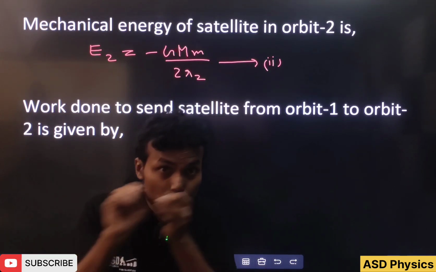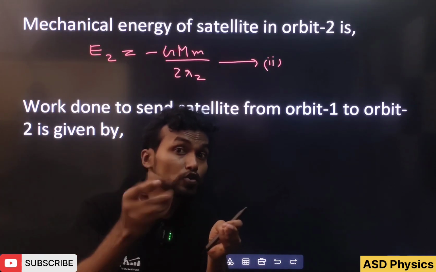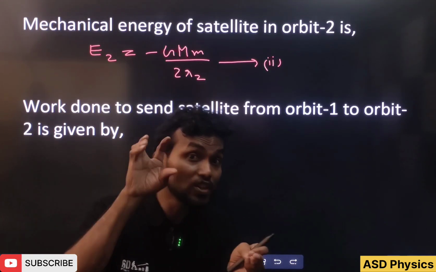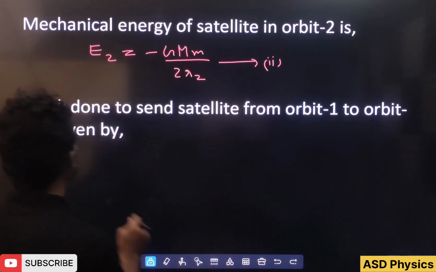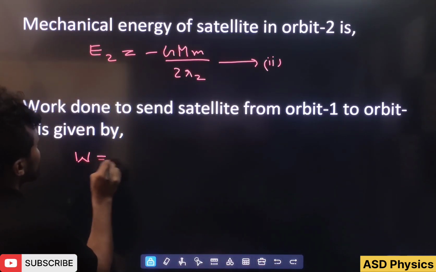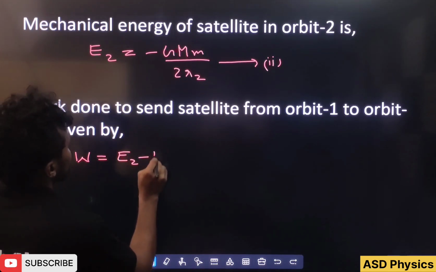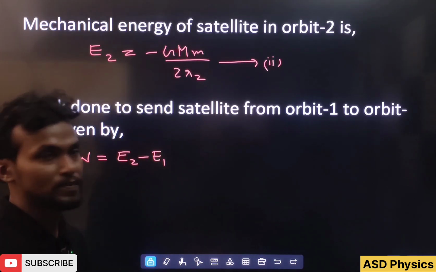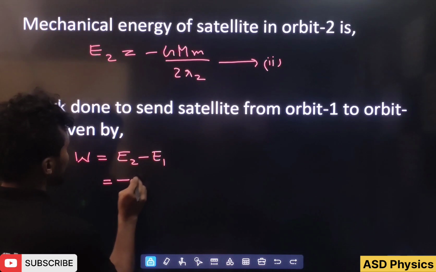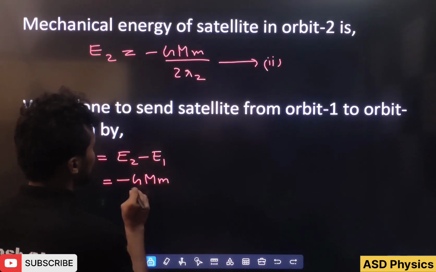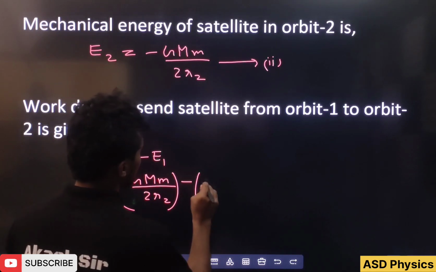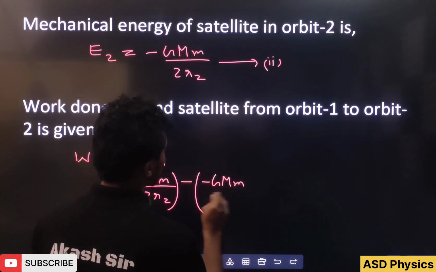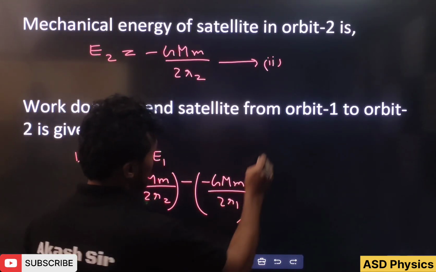So minus 10 to minus 5, that means we have to use an extra plus 5. That plus 5 is the work done, is it? So if I write here, the work done to send the satellite from orbit 1 to orbit 2 is given by the change in energy, E2 minus E1. Here, as I have told you, minus GMm by 2r2, and then minus, minus GMm by 2r1.